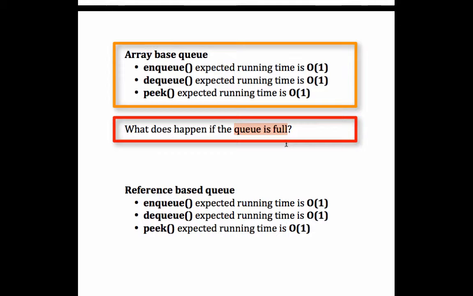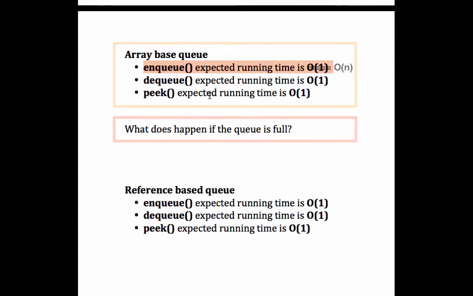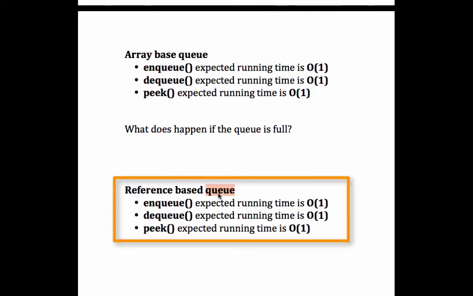That operation is directly proportional to the size of the data. Its running time is O(n). Okay, so now we're introducing this O(n). So we will say that the enqueue operation, if we are going to resize the array, is no longer O(1), it is O(n). The implementation of the queue using a reference is using a linked list, right?